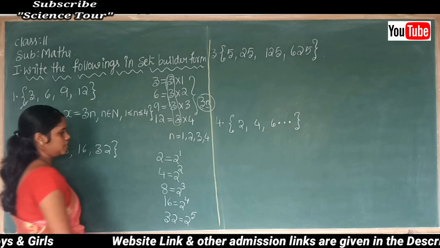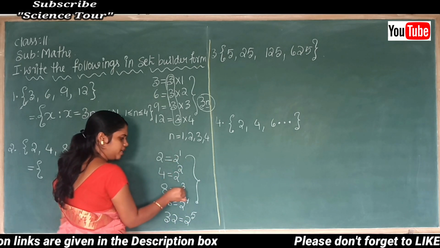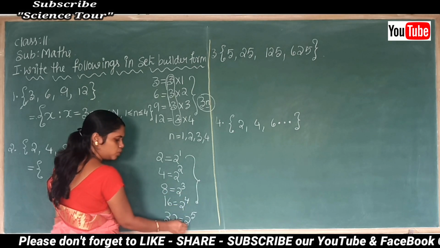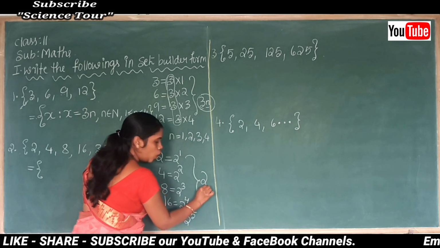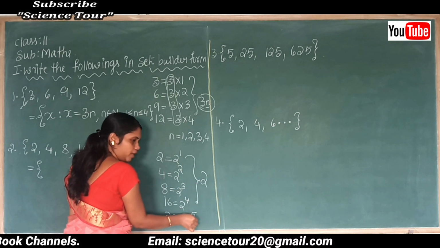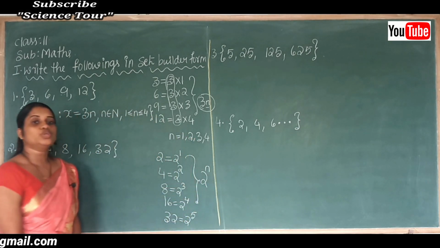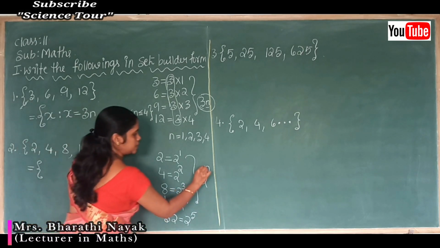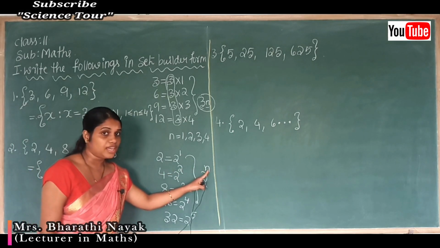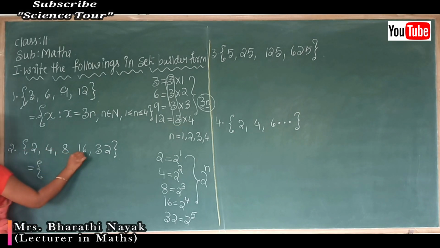In each form, can you observe here, the base value is constant: 2, 2, 2, 2, 2. Base value is constant, isn't it? Only the exponent value is varying from 1 to 5, isn't it? So, I will represent it by 2 to the power n, where the value of n is varying from 1 to 5. So now here 5 elements are there.